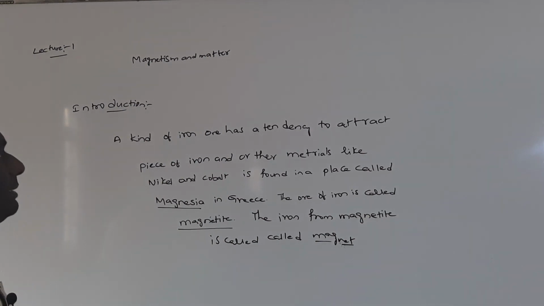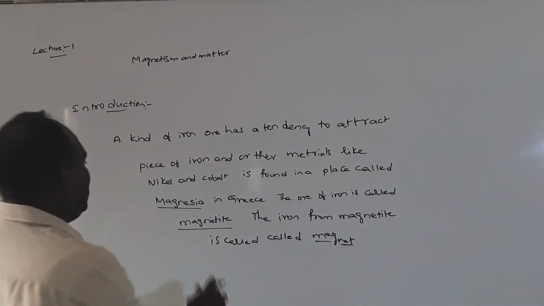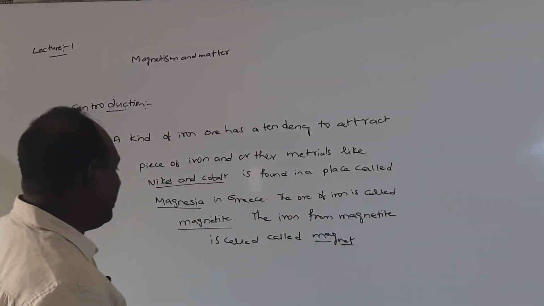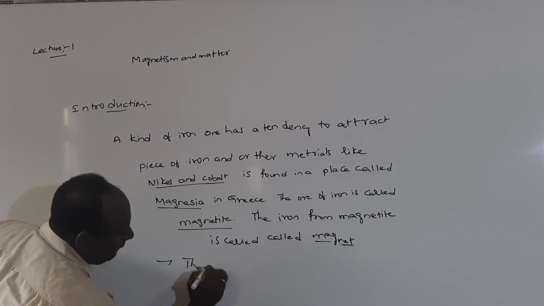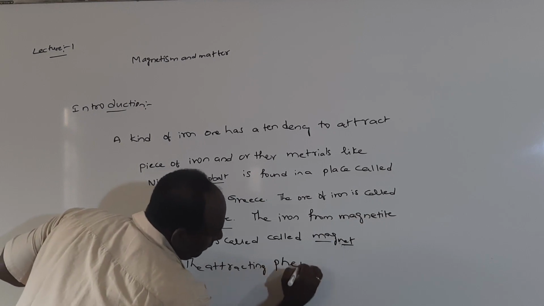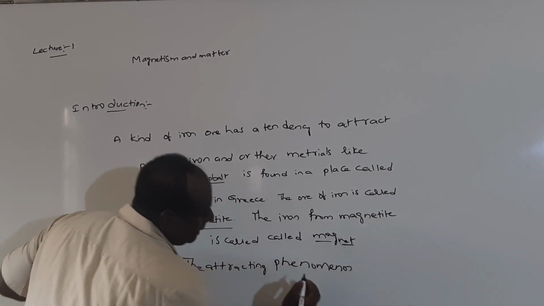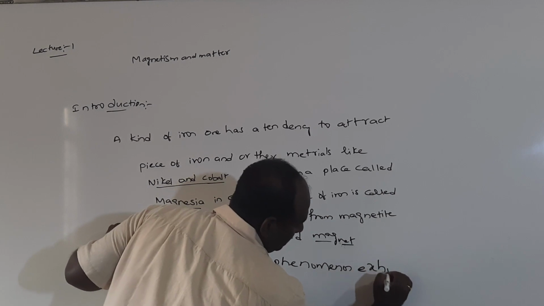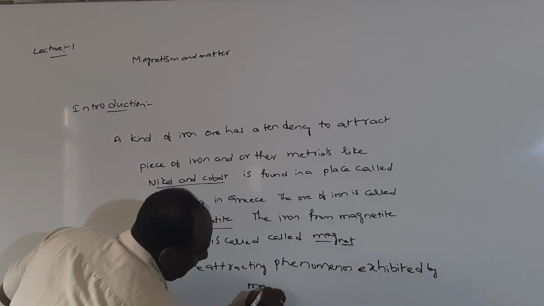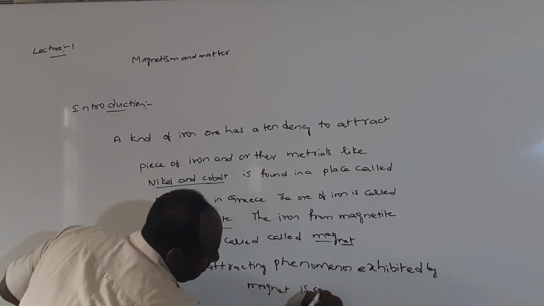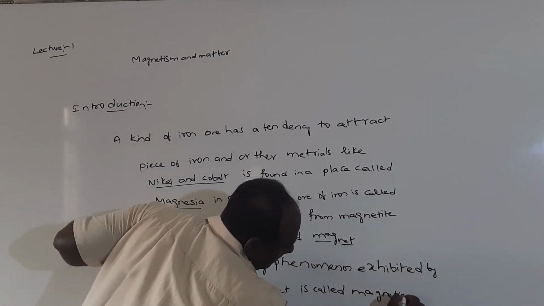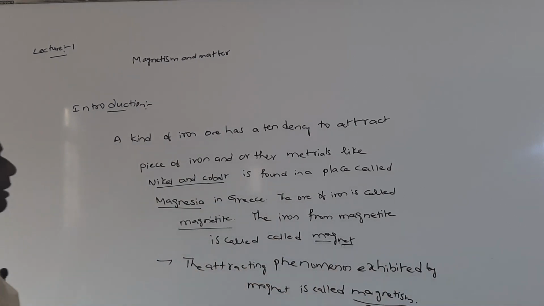Here, the kind of iron ore has a tendency to attract pieces of iron and materials like nickel, cobalt. This total attracting phenomenon is called magnetism. The attracting phenomenon exhibited by a magnet is called magnetism. This is about the introduction of magnetism.